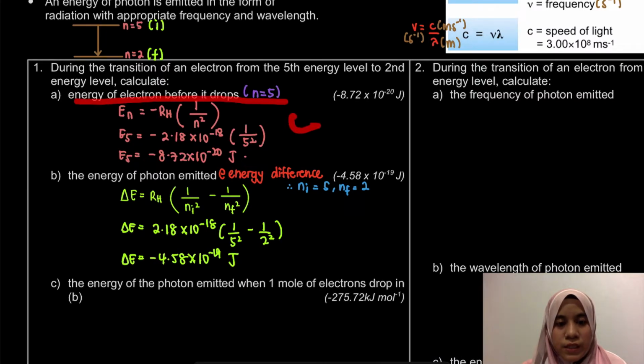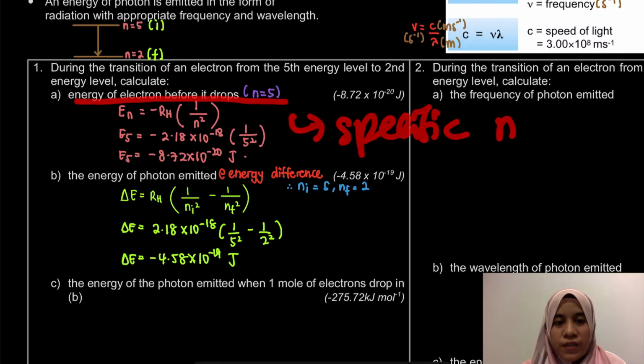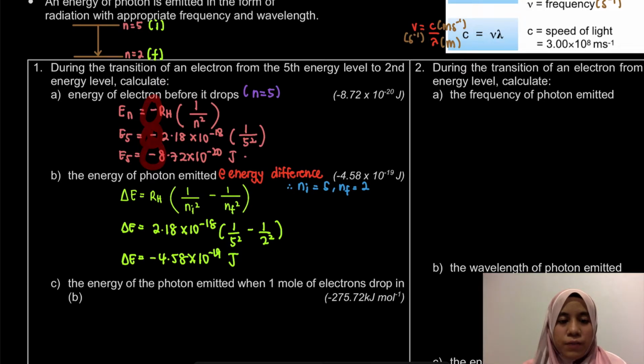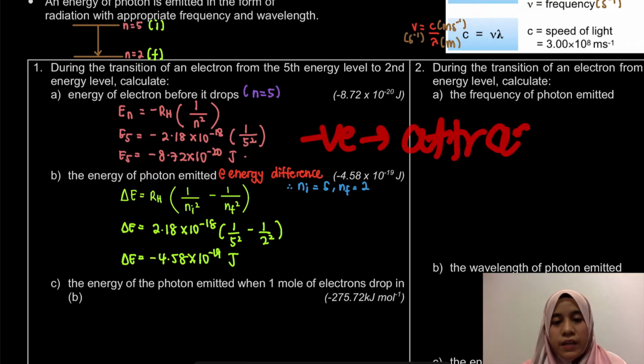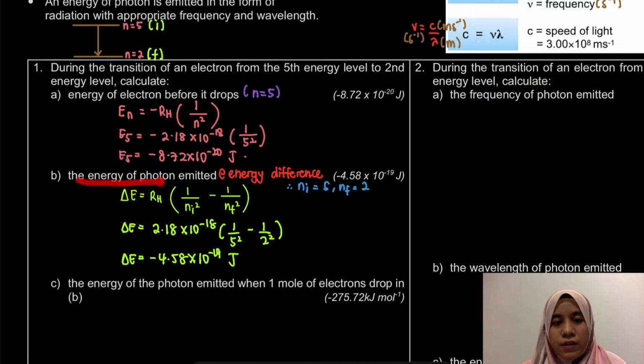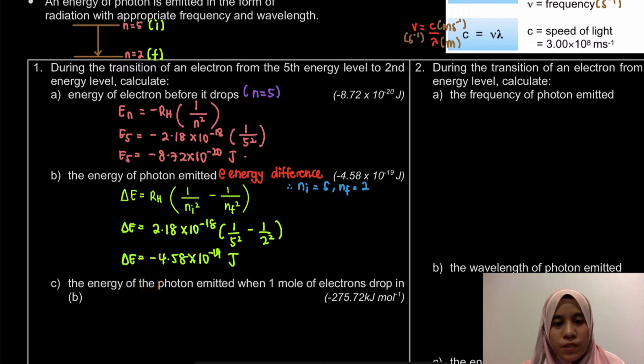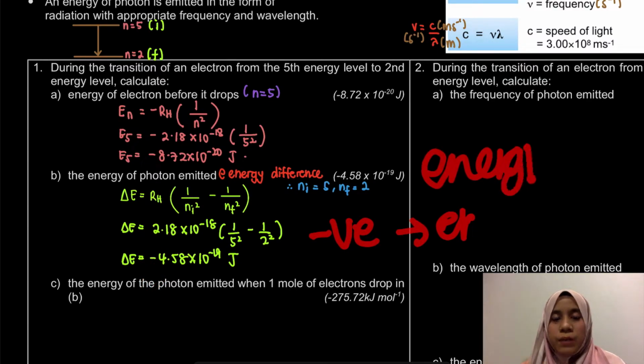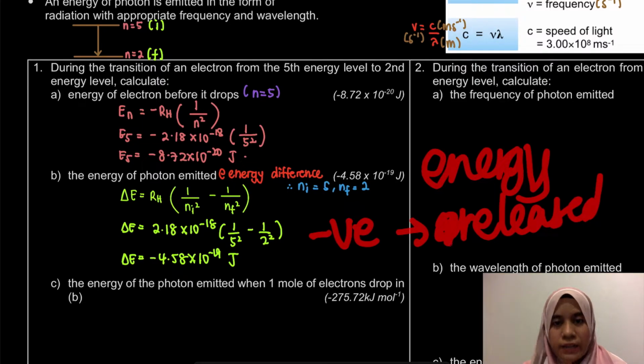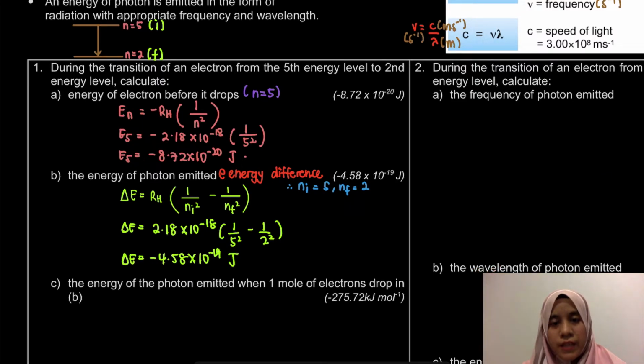For question A, the specific n. But here the formula is a bit different, there is a negative. The negative means that there is attraction. For energy difference, even though in the formula there is no negative sign, the final answer we still get is a negative value because energy is released. When the electron falls back, it drops to a lower state, and it will release the energy. So that's for the case of one electron.